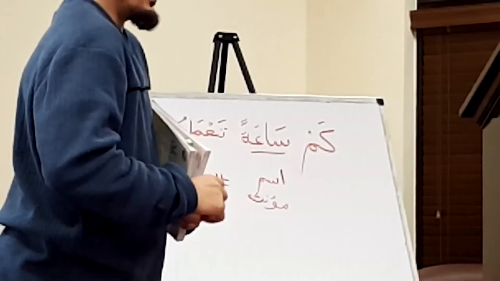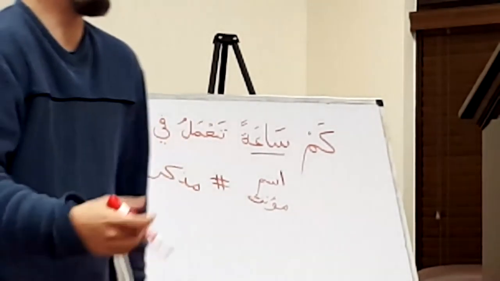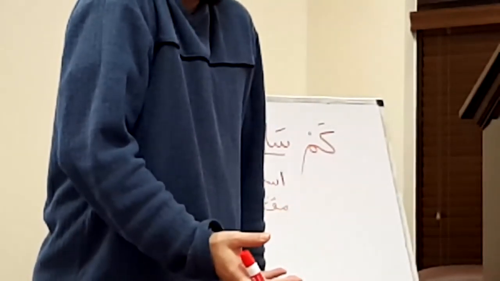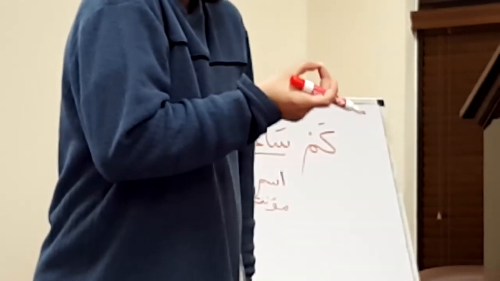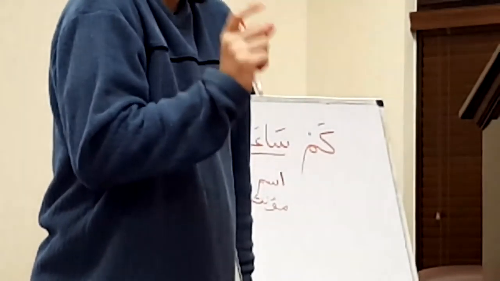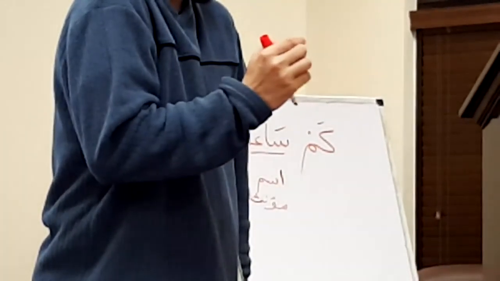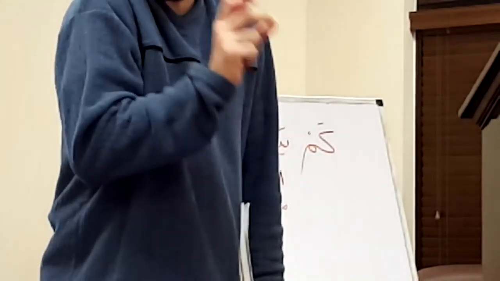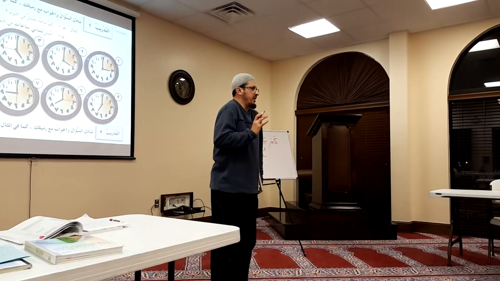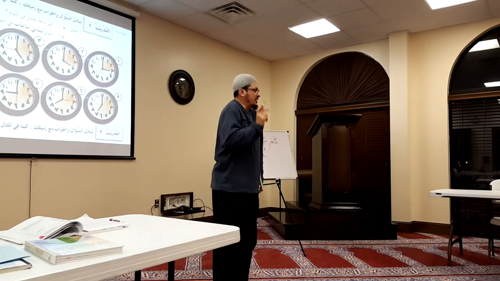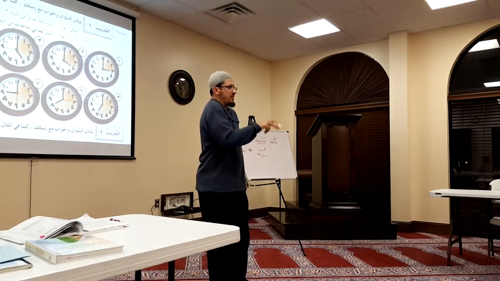Whenever there's kam, for example, another example: kam tiflan. Tifl is singular, right? Tiflan is mansub because whatever comes after kam is mansub, as that is the information you're asking about. Kam tiflan, so it's mansub, but it's singular. And the word tifl is masculine. Therefore, the number will be feminine in this one.